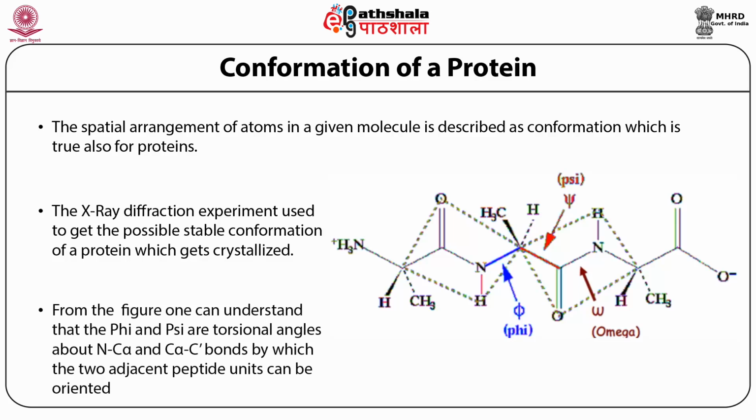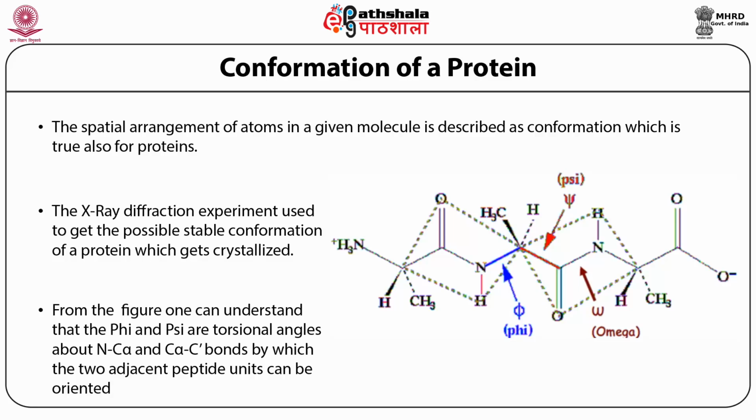From the figure, one can understand that phi and psi are torsional angles about the N-C alpha and C alpha-C prime bonds, by which the two adjacent peptide units can be oriented. Peptide units are nothing but amide linkages, CONH groups. In the diagram, you can see a box has been drawn. These four atoms lie in a plane. So the peptide unit is a planar one.